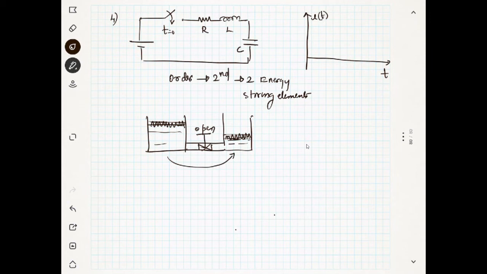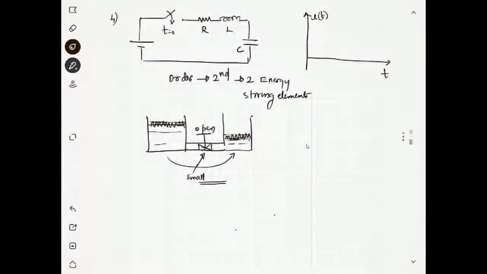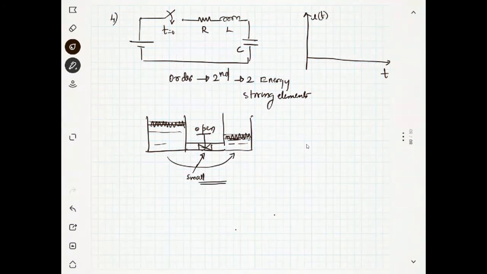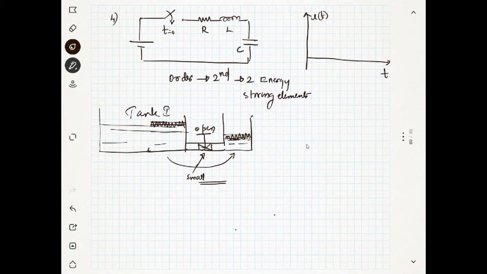If you have a very small valve, that means very narrow like this, then the water flow will be very smooth, right? But even if you have a very small valve, suppose this is a very big tank, then the pressure exerted by tank 1 will be more. This is tank 2. So the pressure exerted by tank 1 will be more if you have more water in the tank.